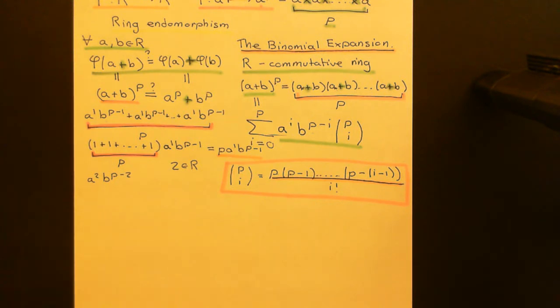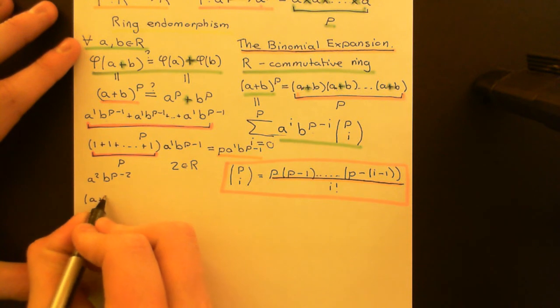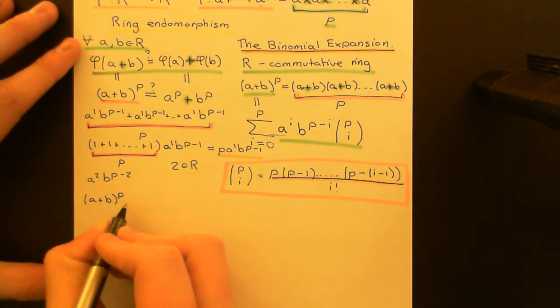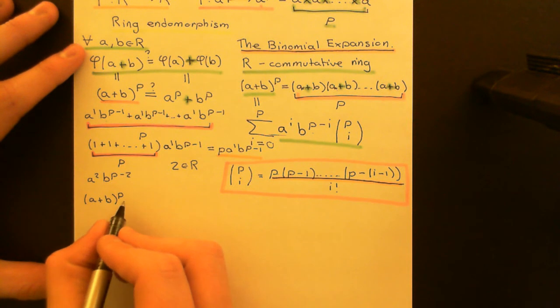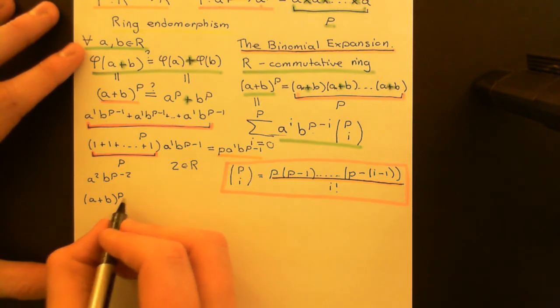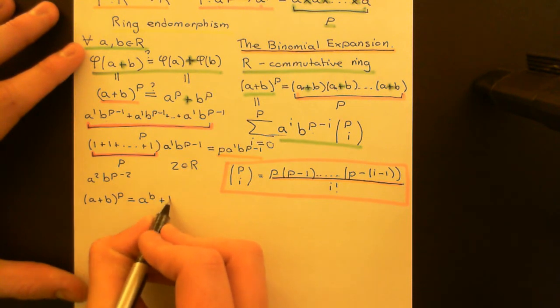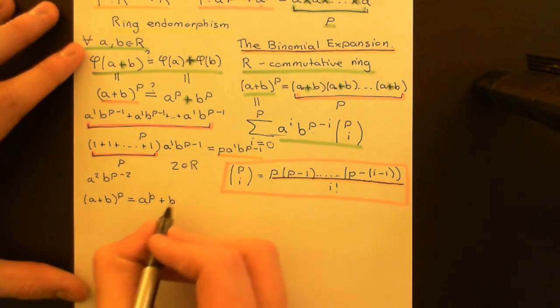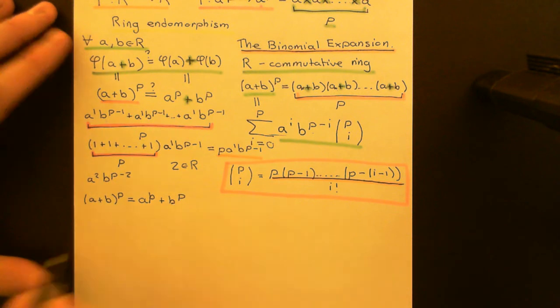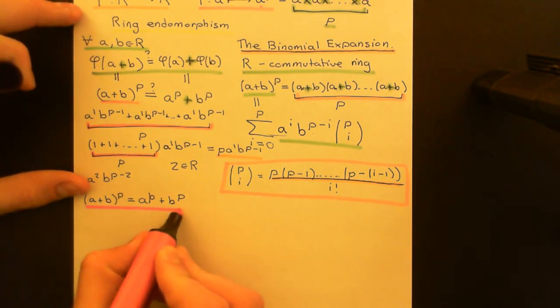Now what we're going to do is show that if we consider what a plus b to the power of p is in a commutative ring where the characteristic of this ring is equal to this prime p that we are taking a plus b to the power of, then indeed it is actually equal to a to the power of p plus b to the power of p. Okay, so why is that going to be the case?